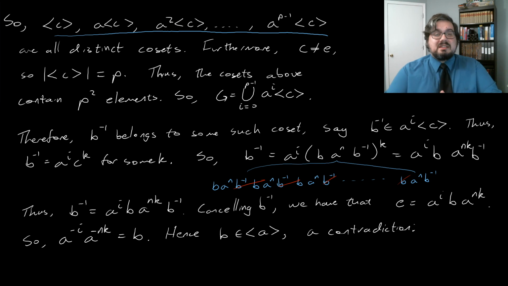If B did belong to the subgroup generated by A, then when you took B times the group generated by A times B inverse, you would just get the group generated by A back. You couldn't possibly get a different one. So all of this goes to show that in a group of order p squared, if I take any element, then the cyclic subgroup generated by that element is normal inside of the group. And this, of course, applies to any non-identity elements of G. So now we're just about ready to finish up.